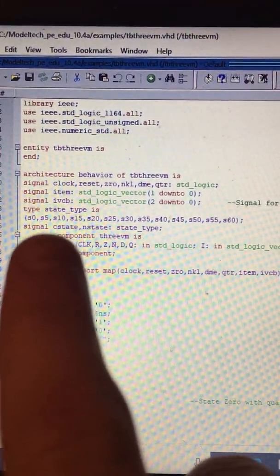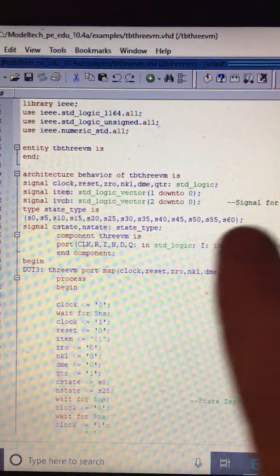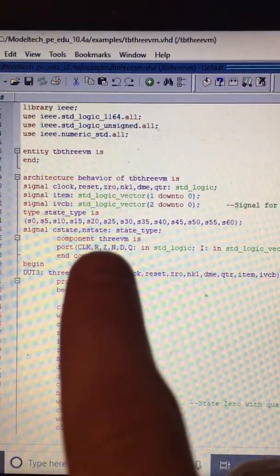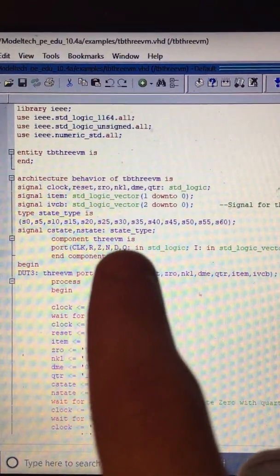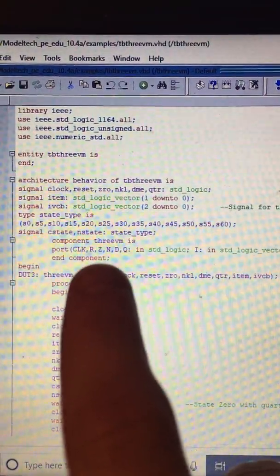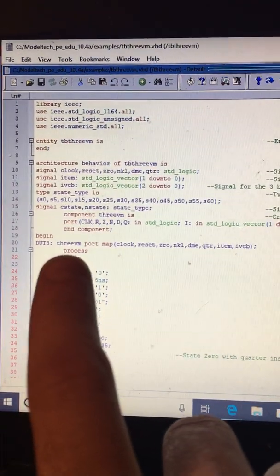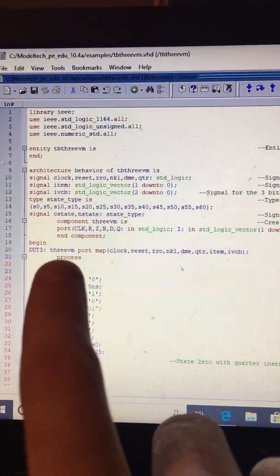called state type, and it's got states from state 0 to state 60. I created signals current state and next state of state type, and then a component of the vending machine, and then I instantiated that component.